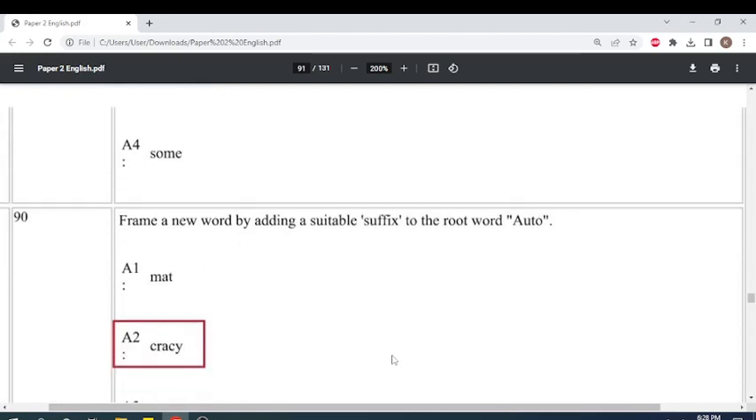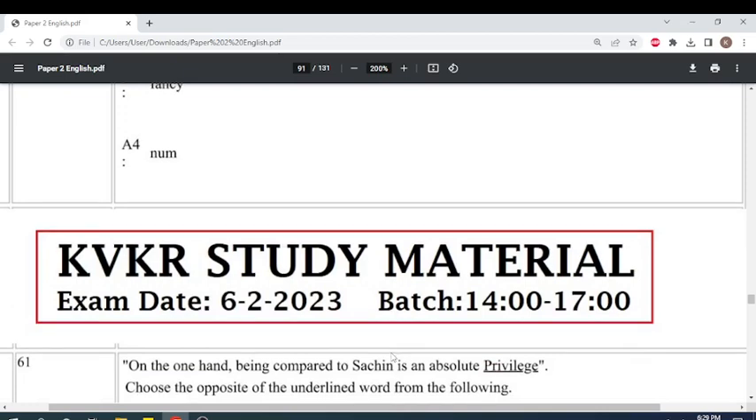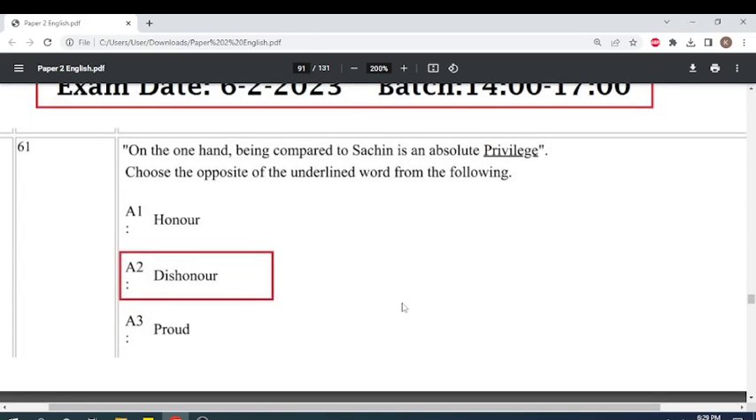90. Frame a new word by adding a suitable suffix to the root word. Answer A2, crazy. The next question paper is 6-2-2023 examination, afternoon batch. Now see the tentative answer key of each question.